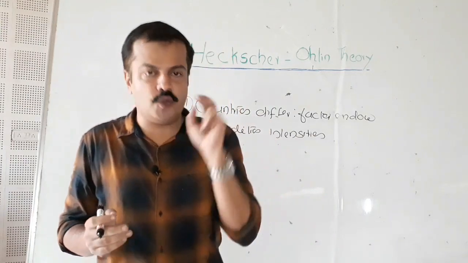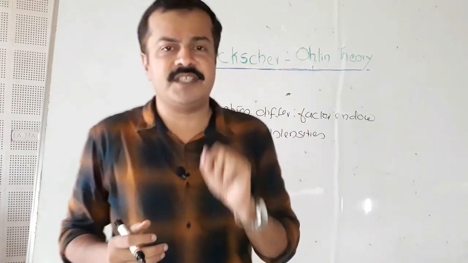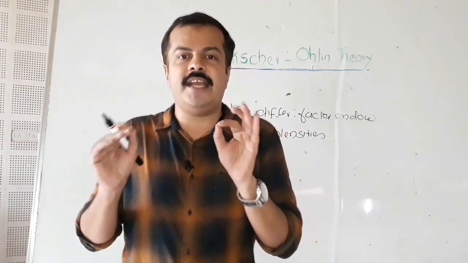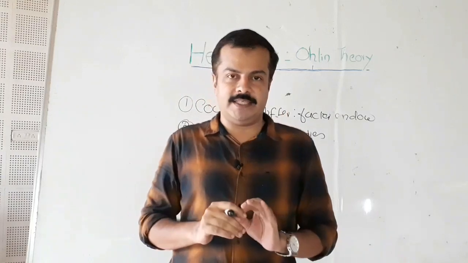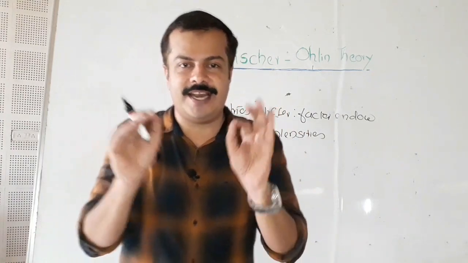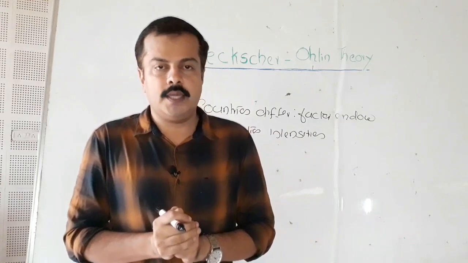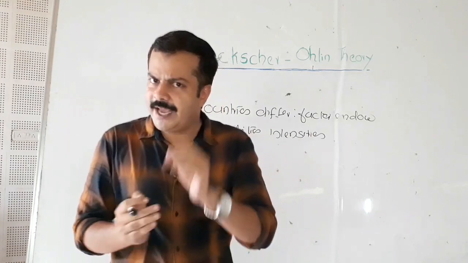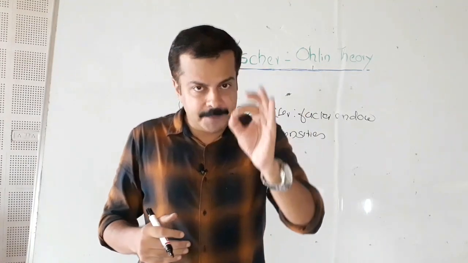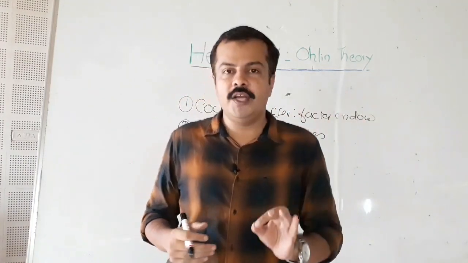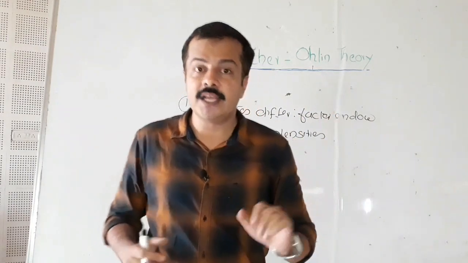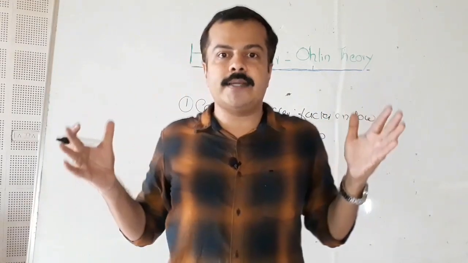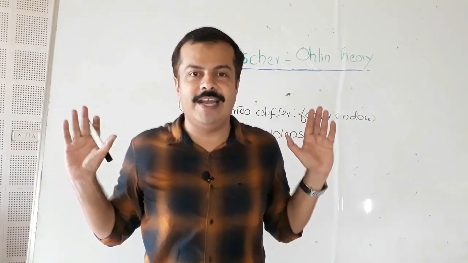So given these two facts, the Heckscher-Ohlin theorem states that a country tends to specialize in the production and export of those commodities that intensively utilize the factor with which the country is relatively well endowed. What is this theory? A country will specialize in the production and export of those commodities. Which commodities? Those commodities that intensively utilize the factor with which the country is relatively well endowed.